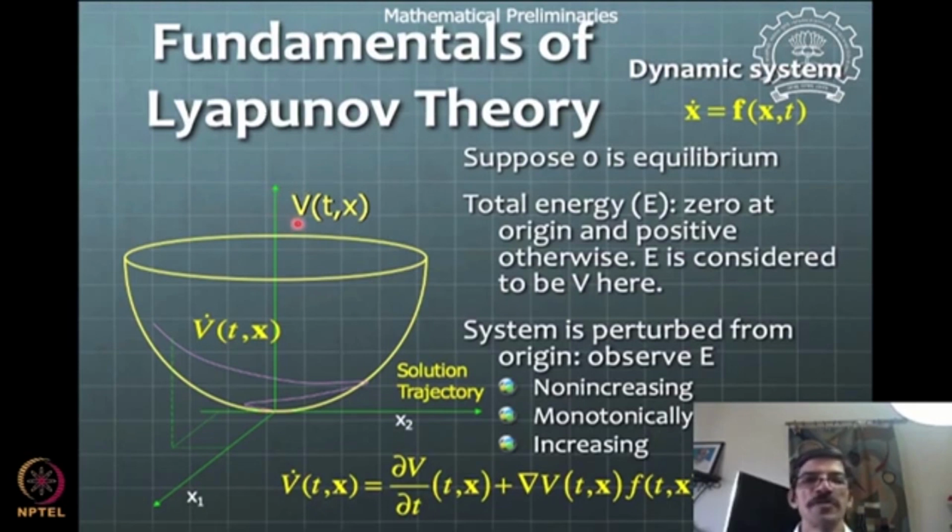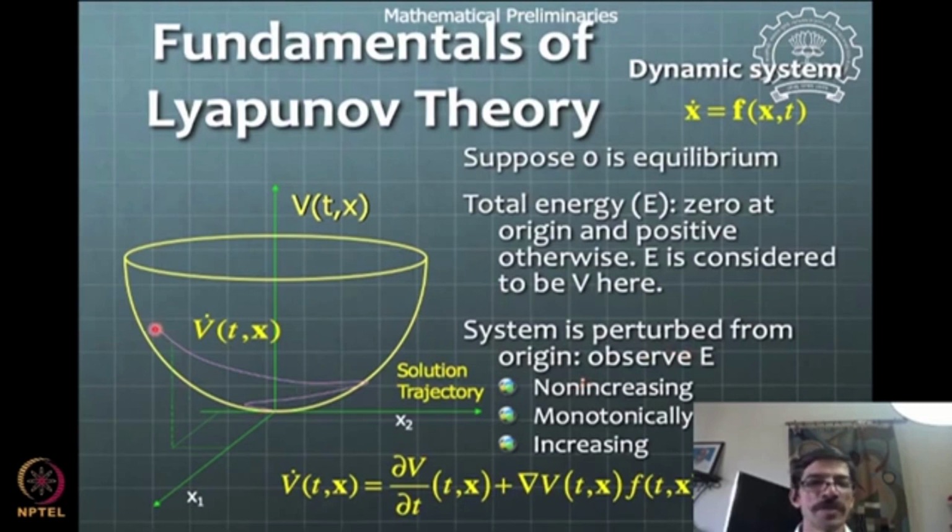This V, the Lyapunov function candidate, is important, and energy is one of the possibilities for considering for this V. So we see this kind of idea first in terms of the energy, and then we can argue some of the things. Now the system is perturbed from the origin, and we start observing.